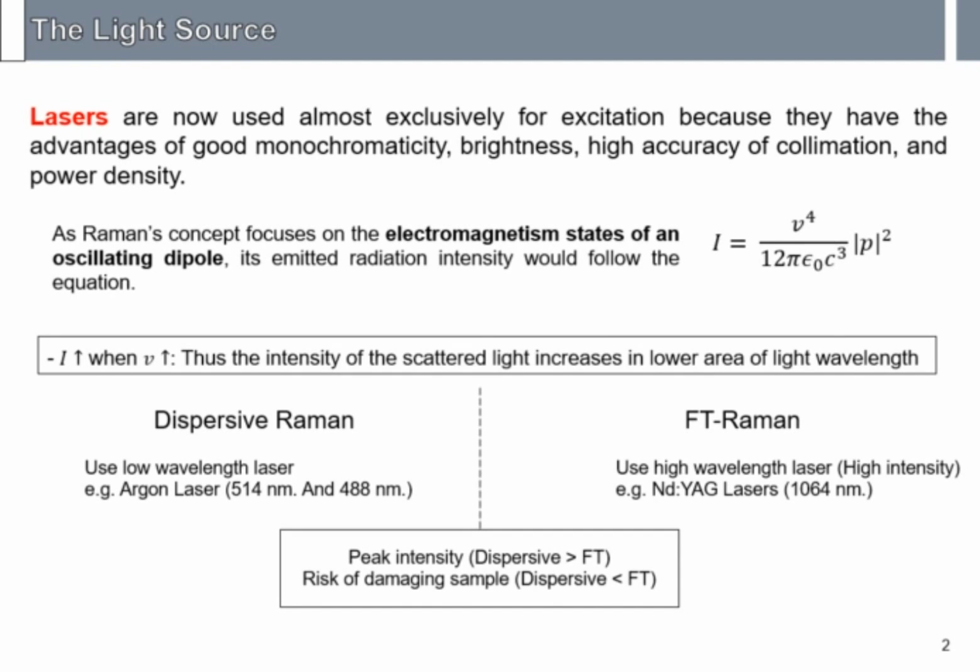We can see that if the frequency of the light increases, or we can say the lower the laser wavelength is, the higher the intensity tends to be. So in dispersive Raman, we use a low wavelength laser, such as the argon laser, whose wavelength is around 514 nanometers. But in Fourier transform Raman, we use a high wavelength laser, around 1064 nanometers. In comparison, the peak intensity of dispersive Raman is greater than that of Fourier transform Raman, and the risk of damaging the sample with dispersive Raman is a bit less, because to use a high wavelength laser, you have to use a very high intensity.